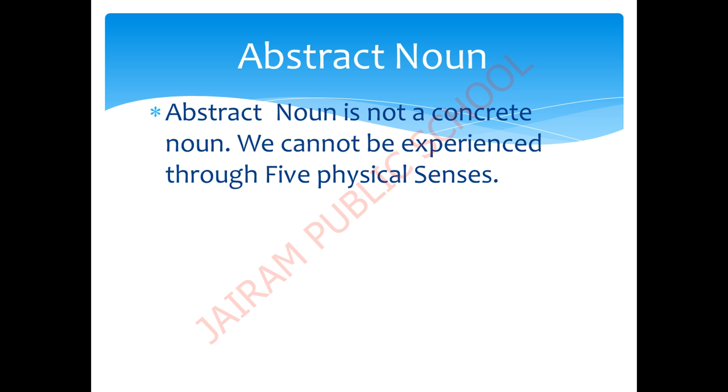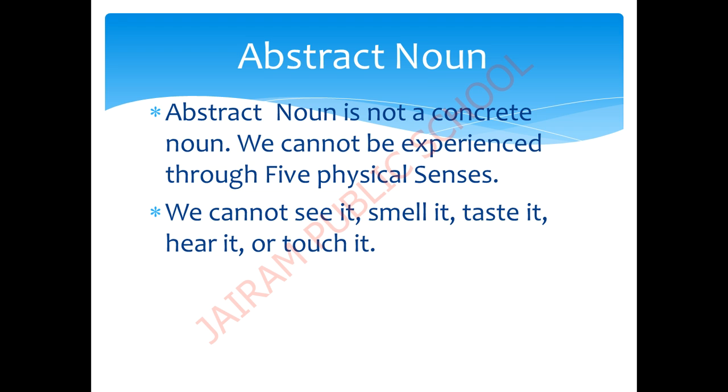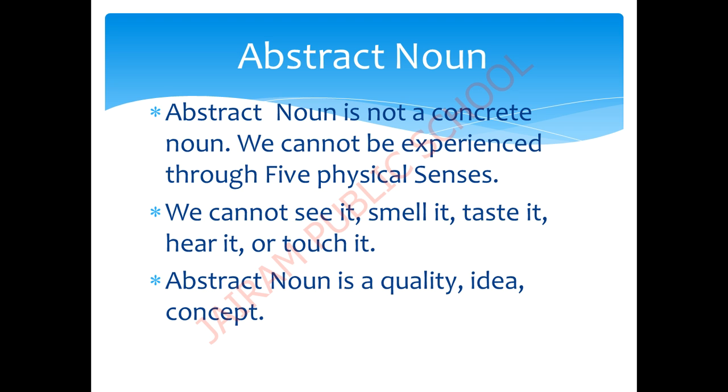An abstract noun is not a concrete noun, which means it cannot be experienced through our five physical senses. We cannot see, smell, taste, hear, or touch it. So that kind of noun is called an abstract noun. What else can be experienced? We can experience it through our feelings and emotions. That is an abstract noun. So an abstract noun is a quality, idea, or concept.